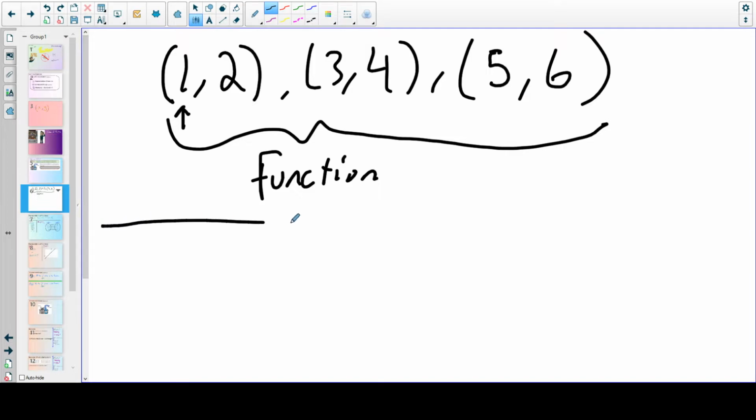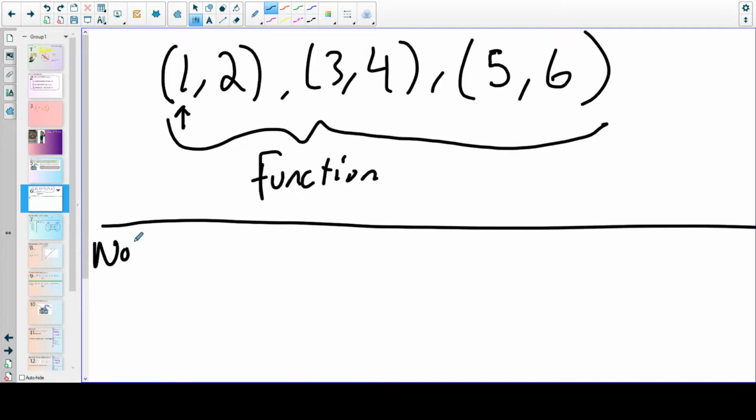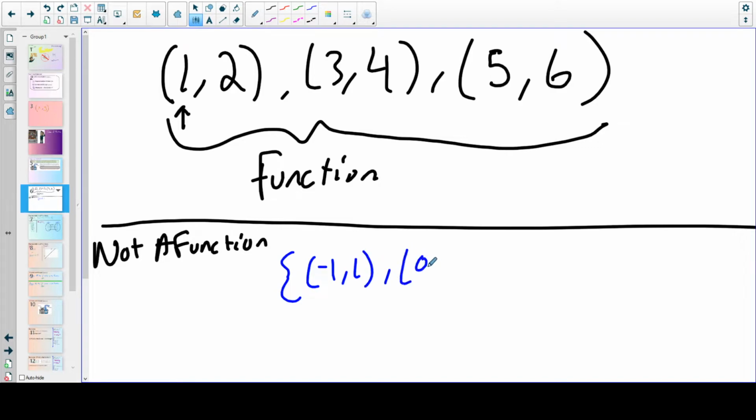So let me show you what not a function is. Let's do it in a different color. If I were to give you this set of points, let's say (-1, 1), (0, 5), (0, 6), and (8, 11). Remember, a function is when you input a value for x, it only gives you one value of y.